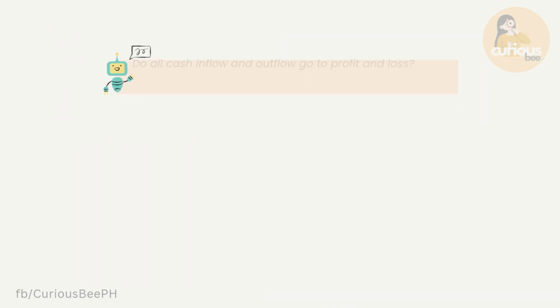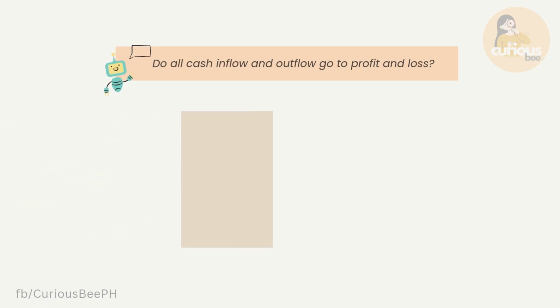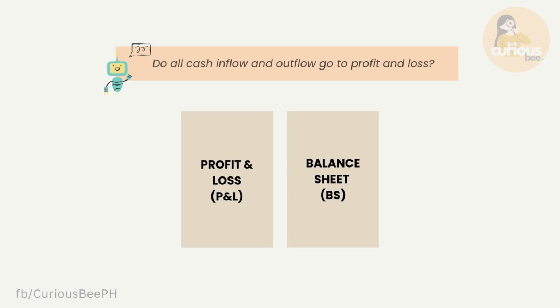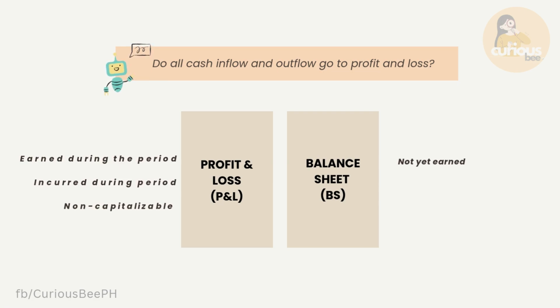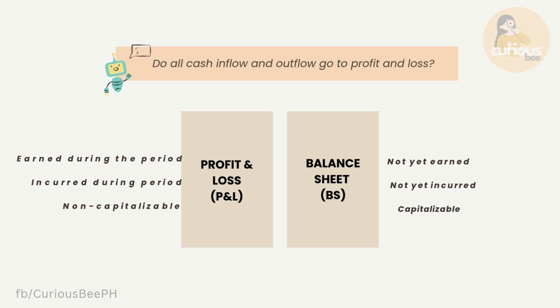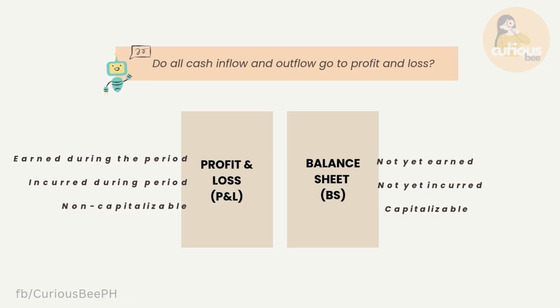But here's a question. Do all cash inflow and outflow go to profit and loss? The answer is no. Some of them go to the balance sheet. So how do we know if it is a P&L item or a balance sheet item? The general rule is, if it is earned and incurred during the period, it should go to P&L. If it is a non-capitalizable expense, meaning it is low cost with a short lifespan, it should also go to P&L. On the other hand, if it is not yet earned, or not yet incurred, or if it is a capitalizable expense, then it should go to the balance sheet.